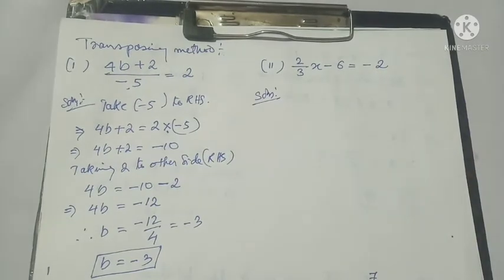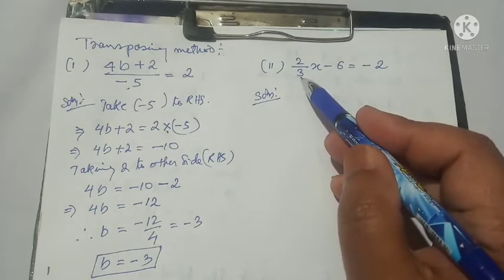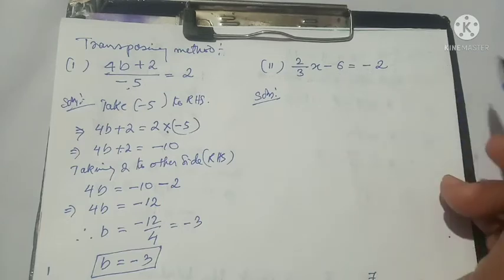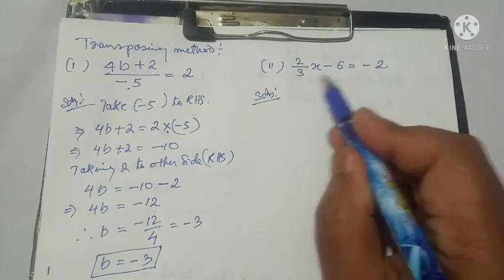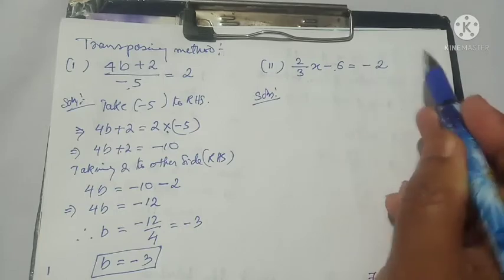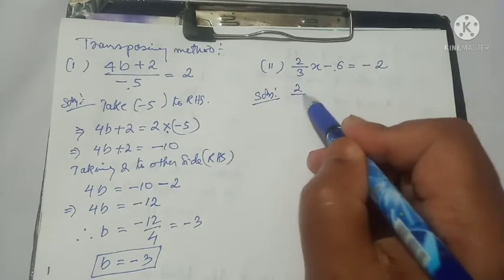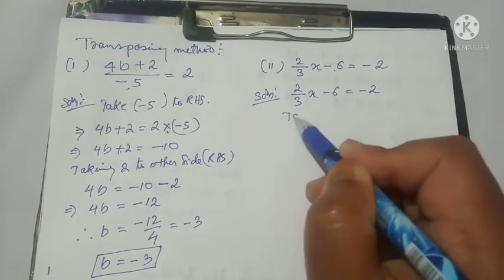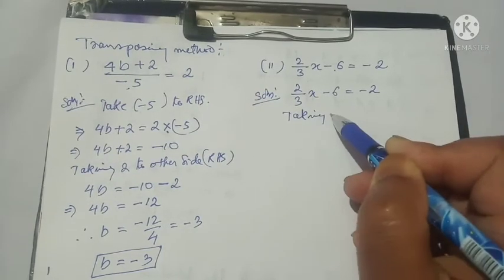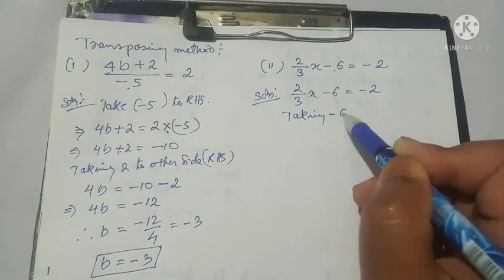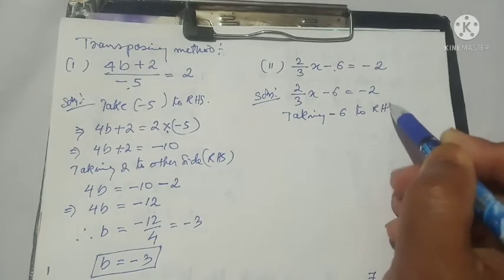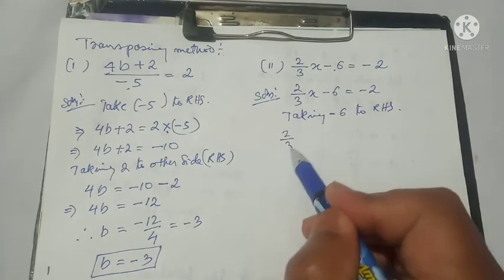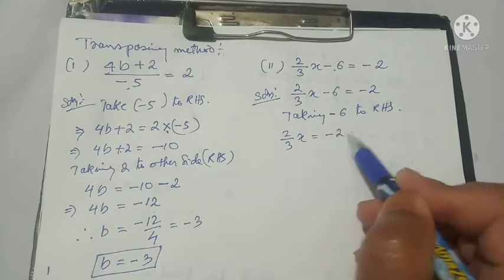The next question is 2 by 3x minus 6 equal to minus 2. Here in this case also we have to take this constant value to the right hand side. 2 by 3x minus 6 equal to minus 2. Now taking minus 6 to the right hand side, if you are transporting it to the right hand side, then what will you do? 2 by 3x is equal to minus 2 plus 6.